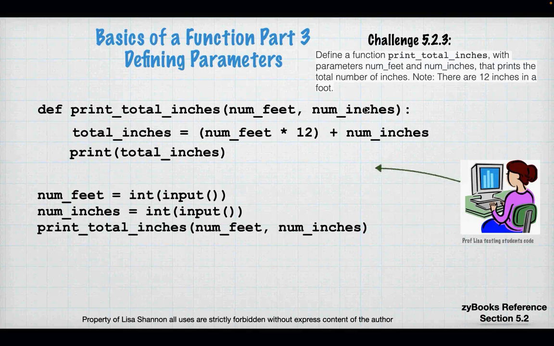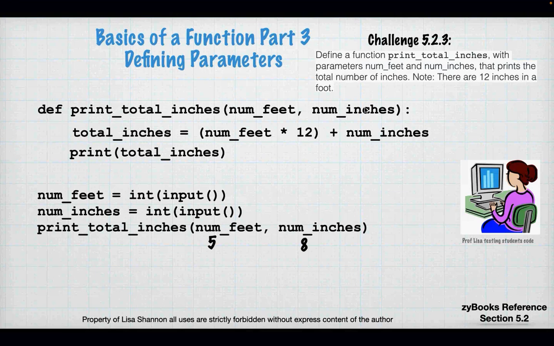So I've got my function definition. Now I'm going to run my Python program. I'm going to have num underscore feet is int input, so I'm expecting someone to input an integer. Num underscore inches is int input. I'm expecting someone to give me another integer.